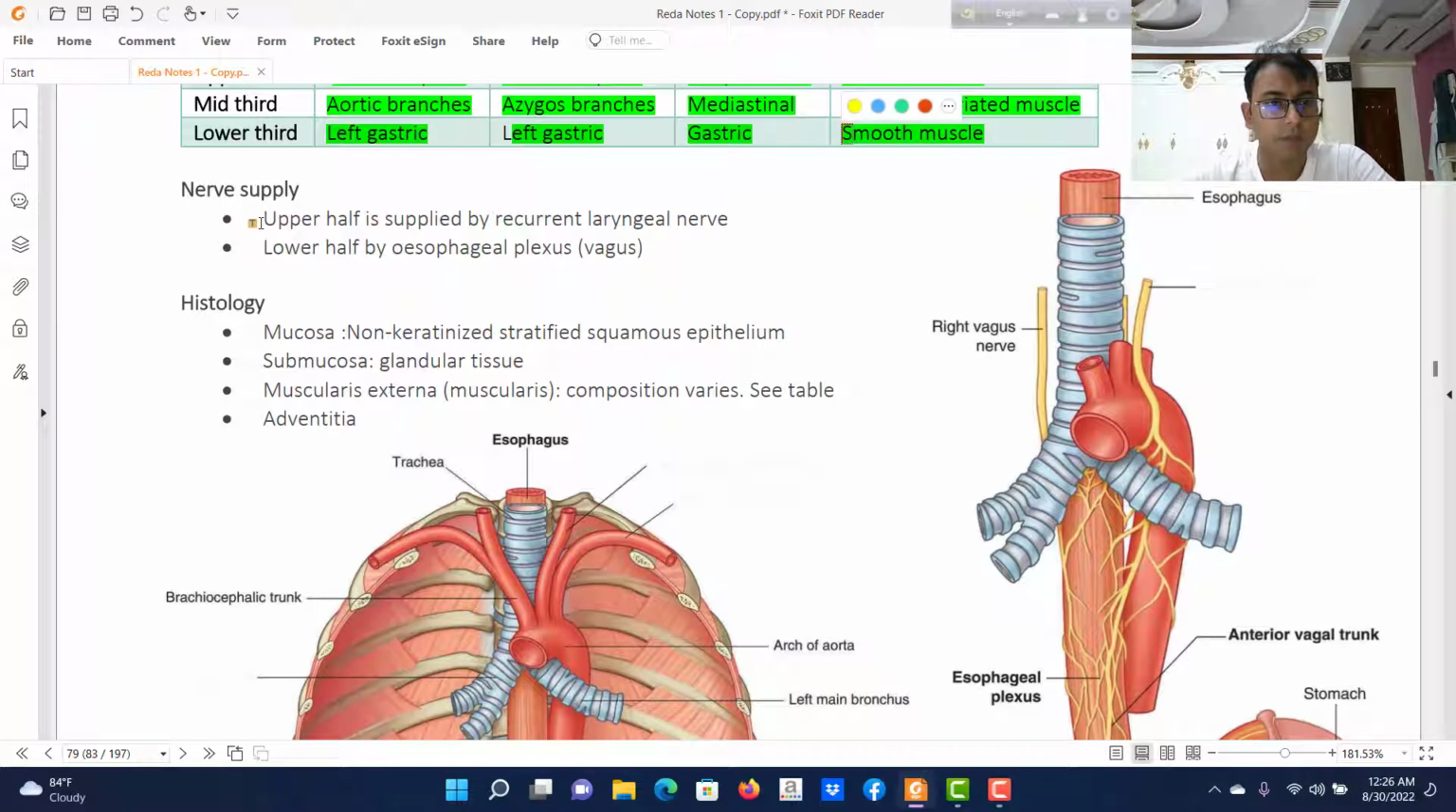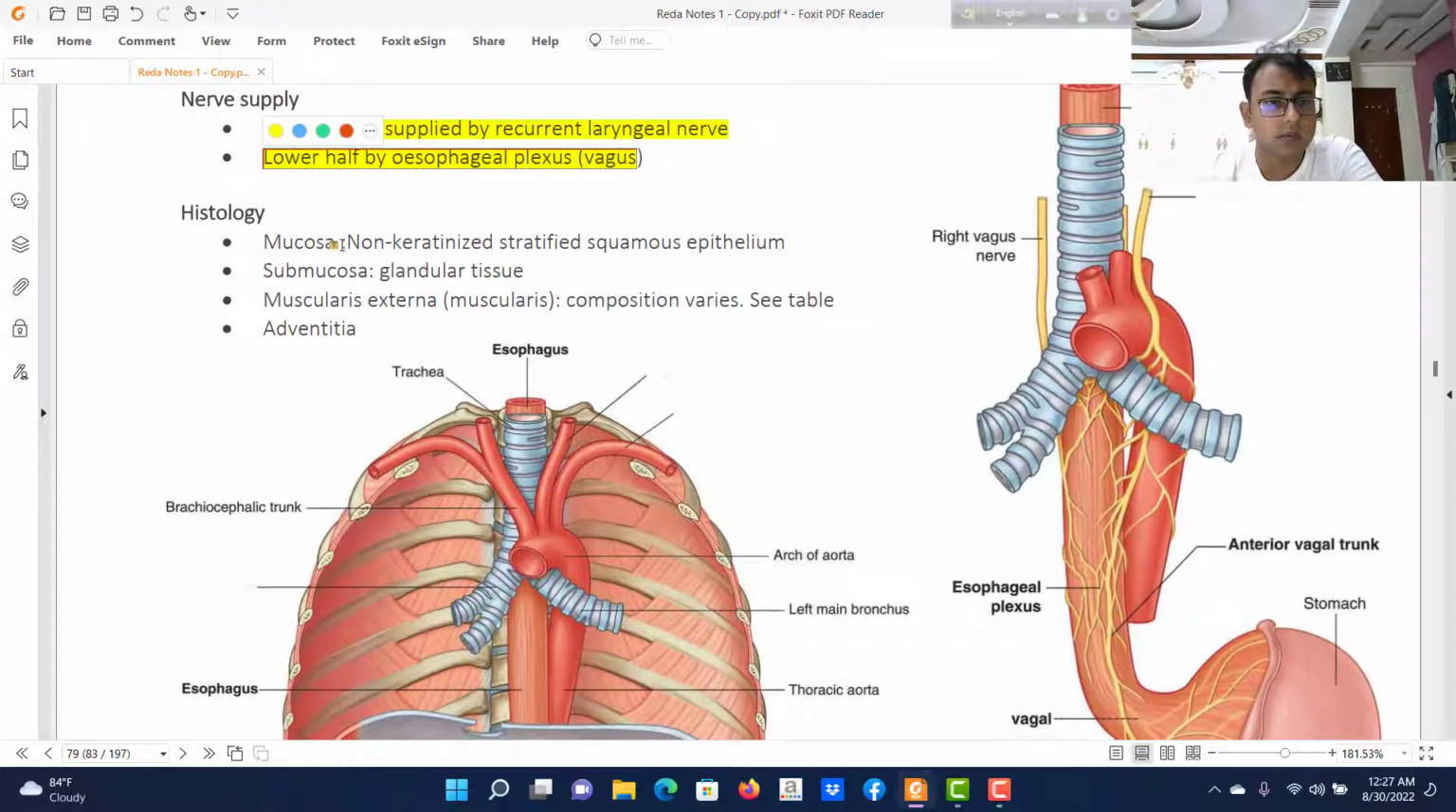So the nerve supply, upper half is supplied by the recurrent nerve, and the lower half is supplied by the esophageal plexus, that is vagus nerve. So both are vagus ultimately, and they supply parasympathetic fibers, which will enhance the peristalsis, or propel the movement of the esophagus so that food can go unidirectionally. So histologically, non-keratinized squamous epithelium.